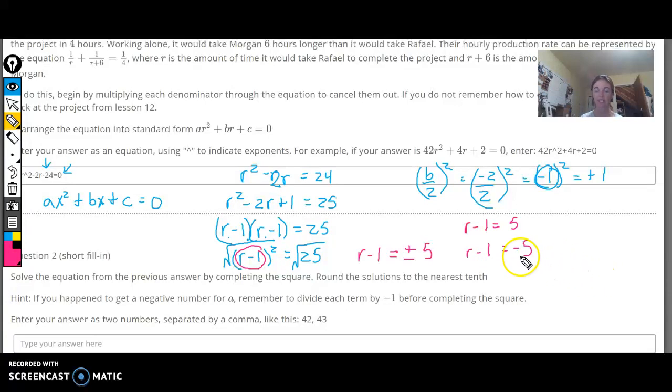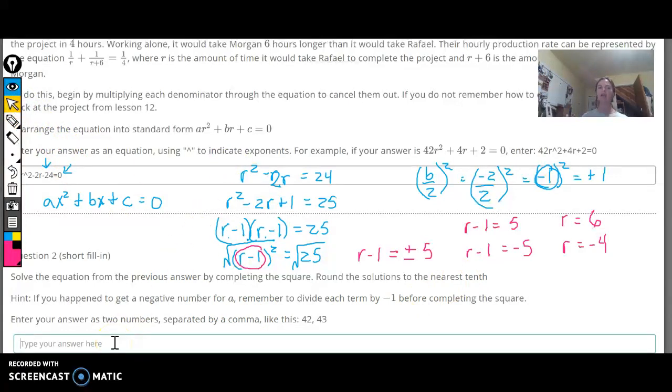Okay? I'm going to add 1 to both of these. So r will be equal to 6, because 5 plus 1 is 6. Or r will be equal to -4, because -4 minus 1 is -5. So our answers are going to go in here like this.